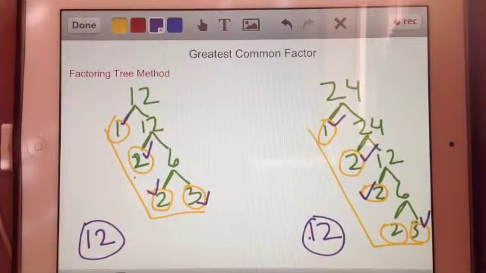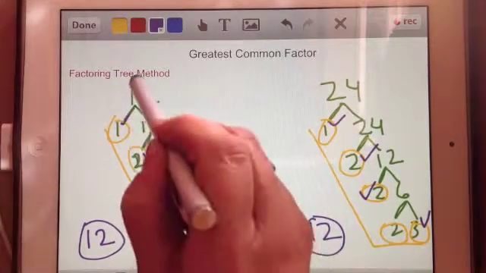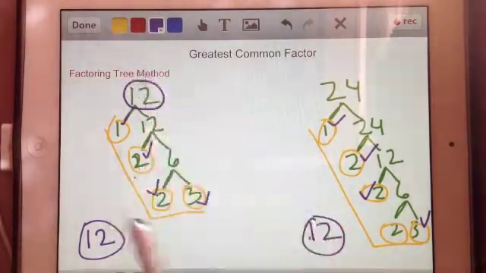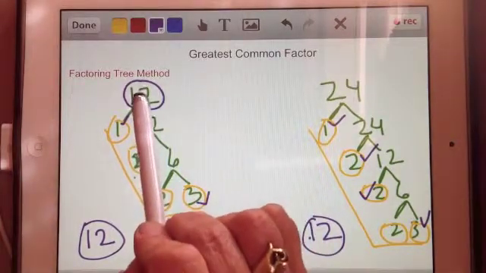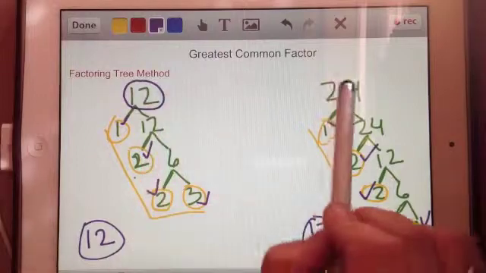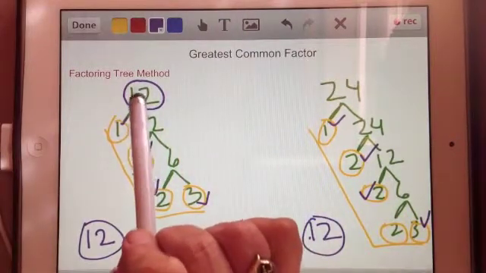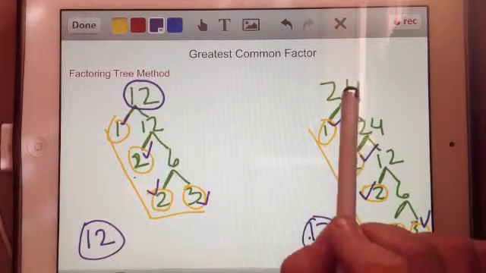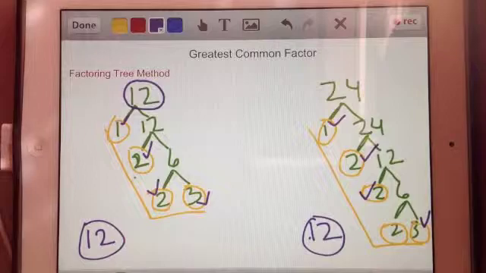Now, what's interesting about these two numbers is that it just so happens that 12 was one of my original numbers. 12 is the greatest common factor between 12 and 24. 12 can be divided by 12, and so can 24. So one of the two numbers that I originally started with is the greatest common factor.